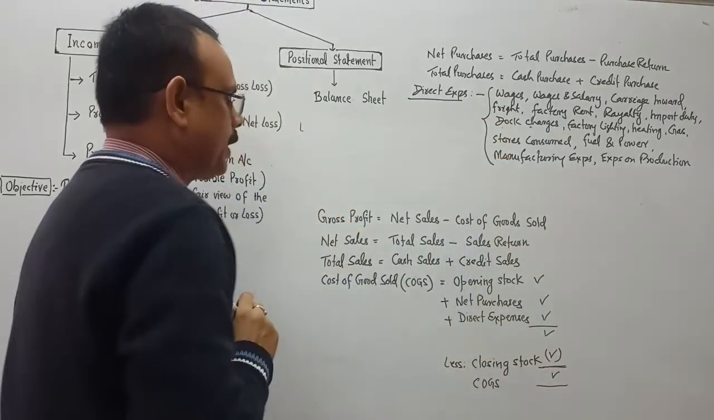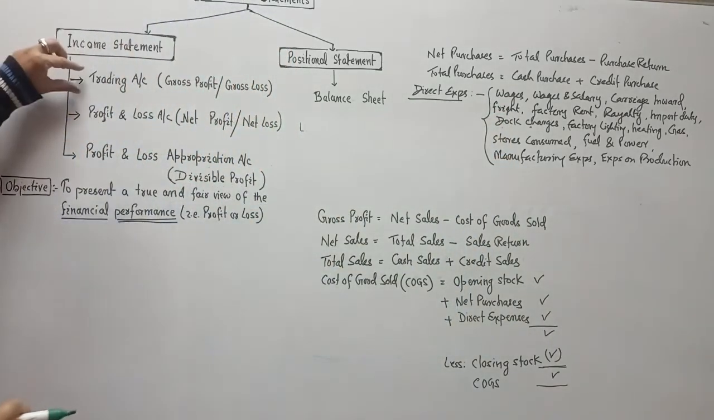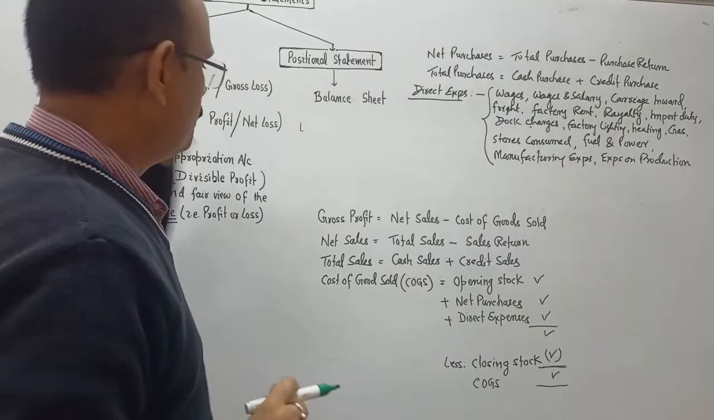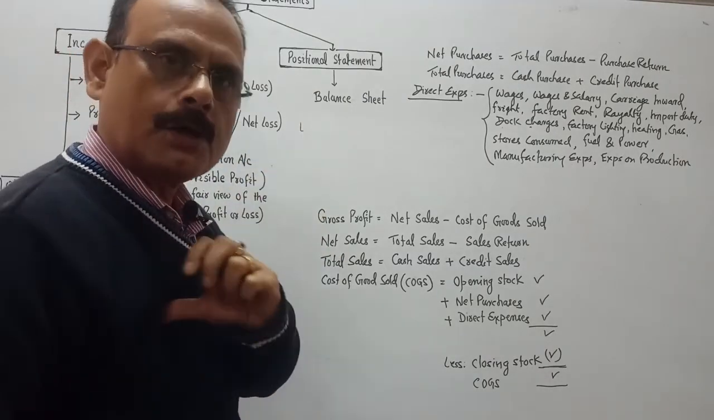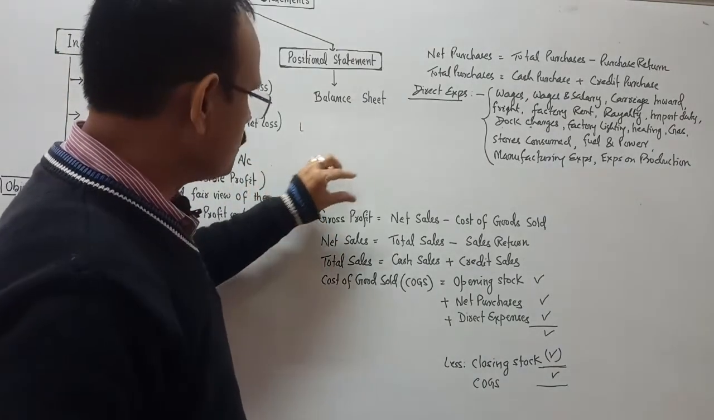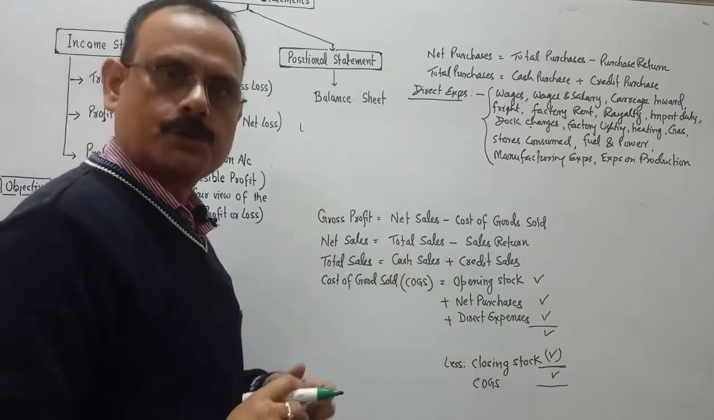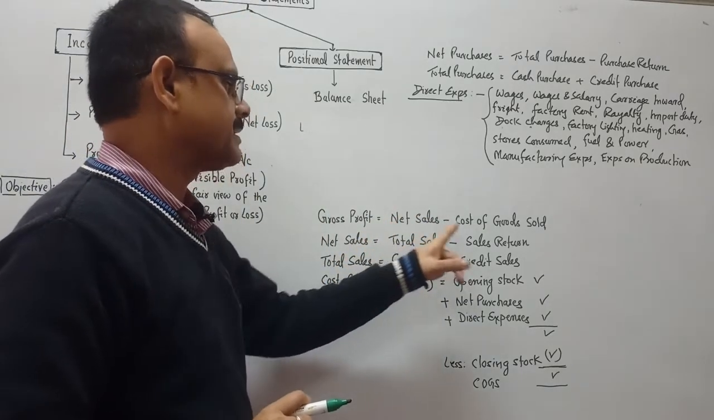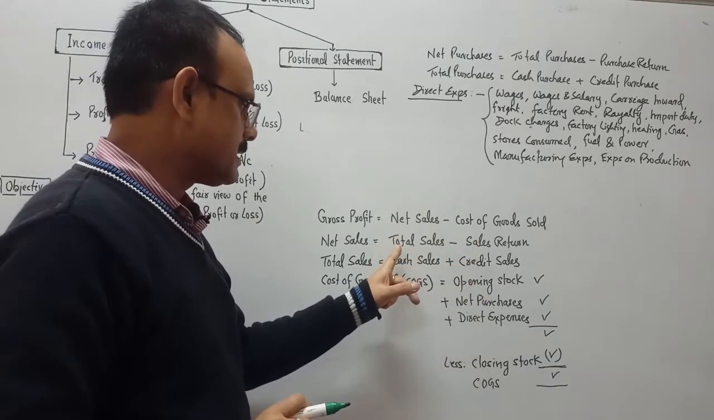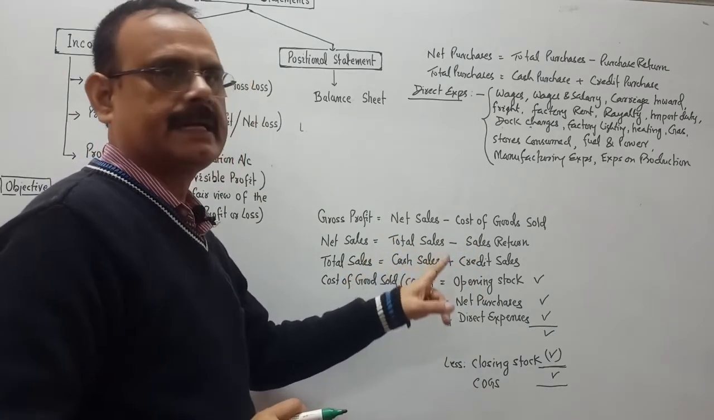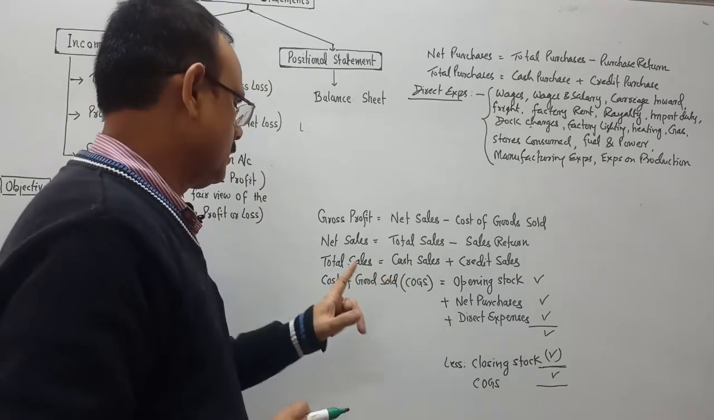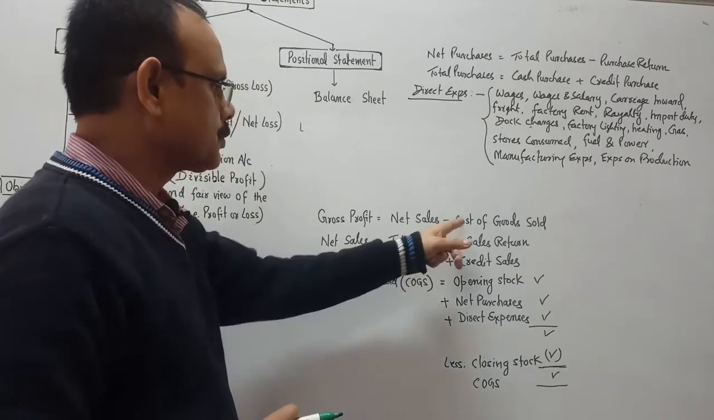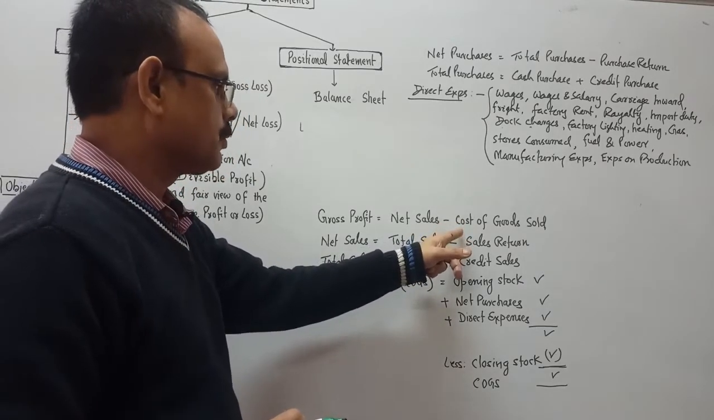So in trading account, I am talking about a trading account, we calculate the gross profit or gross loss. So gross profit is equal to net sales minus cost of goods sold. What is net sales? Net sales means total sales minus sales return. What is total sales? Cash sales plus credit sales is called total sales. So what is cost of goods sold?